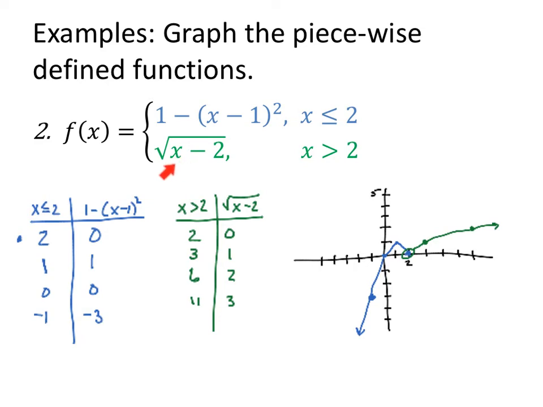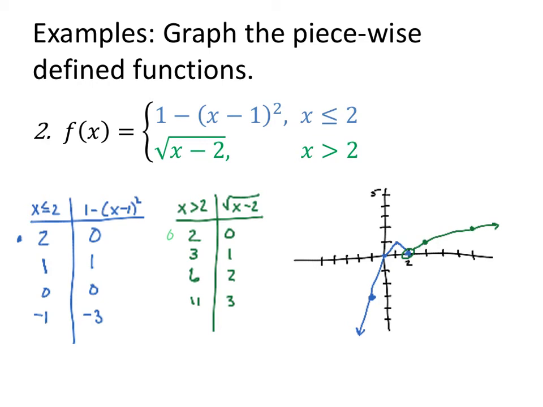For the green part, the square root of x minus 2 for x values greater than 2, I use an open dot at 2. When x is greater than 2, and I use 2, I would get a result of 0. But remember, that's an open circle. When x is greater than 2, 3. 3 minus 2 is 1. Square root of 1 is 1.